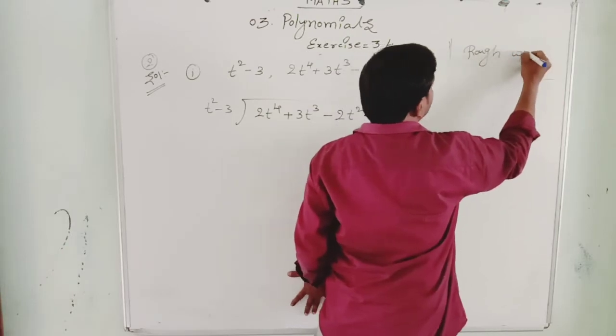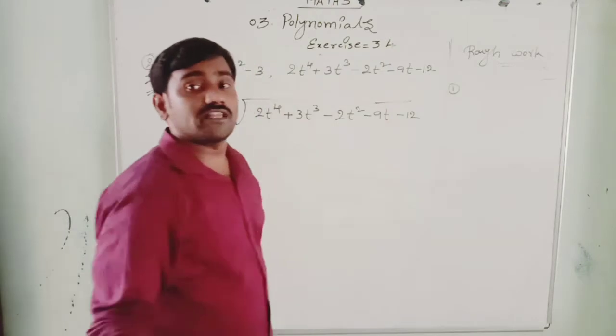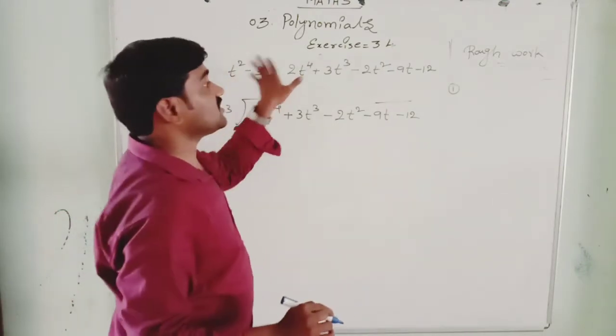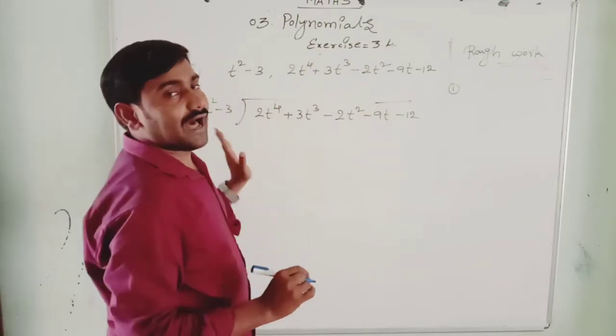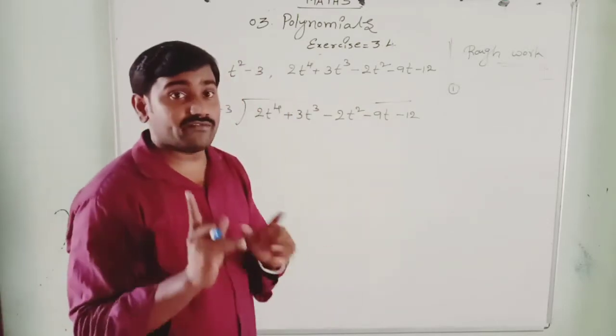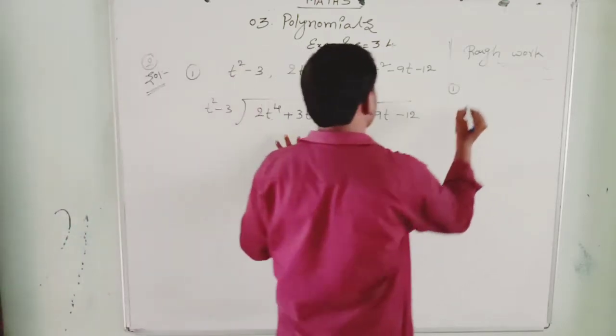If it divides completely without leaving a remainder, then the first polynomial is a factor of the second polynomial. Or else, they are not factors. That means we have to get remainder 0. The same procedure we did in the first bit, we will do here.